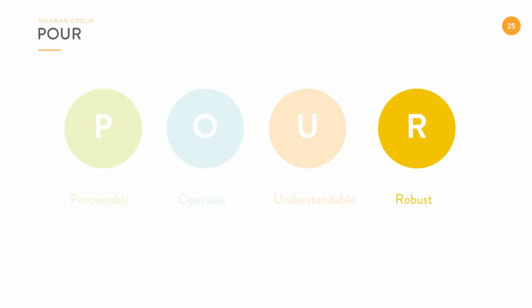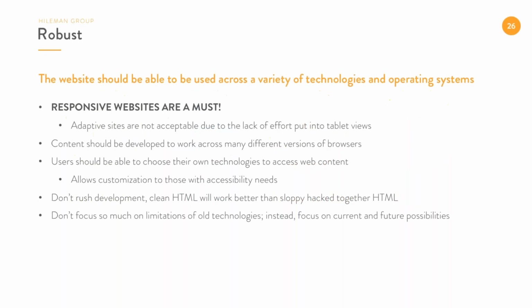And robust. Robust is probably the simplest to get through because it all has to do about technologies and operating systems. Responsive websites are a must. Adaptive sites are not acceptable for accessibility due to the lack of effort put into the tablet views. So we need to make sure that the site being responsive is going to be able to be used across all methods of platforms and all operating systems. With that, content should be developed to work across many different versions of browsers. Don't leave out any of your browsers when you're testing.